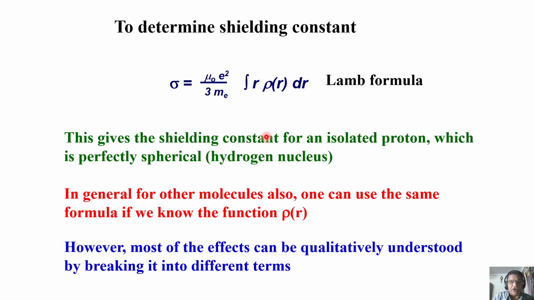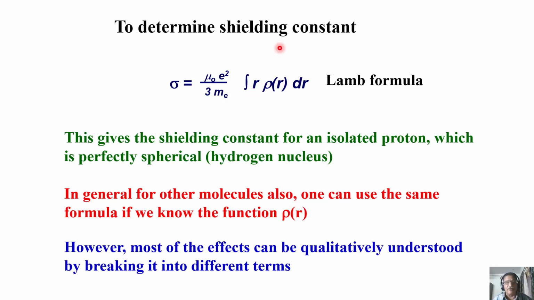Take a hydrogen nucleus, a proton. I showed you in the first example, a bare nucleus, no electrons at all. An isolated proton is always perfectly spherical. For other molecules also, in principle, you can use the same formula to generate this shielding constant. But you must know a factor called rho of R. That is an important factor in this formula. It is not easy to know this for all nuclei other than protons. But qualitatively we know these values.